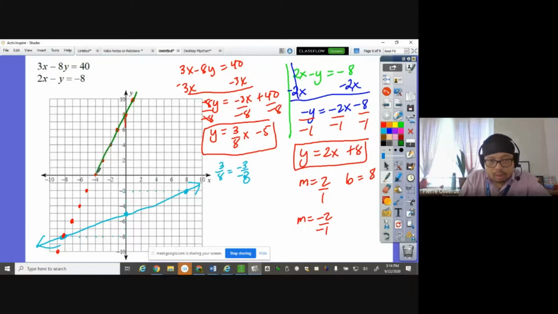So I will connect them. Boom. Please make sure you guys use a ruler or a straight edge when you're graphing this one here. I just don't have one here right now. But anyway, so they intersected. So the point of intersection here is negative 8, negative 8. Negative 8, am I right? Negative 8, negative 8. Okay.